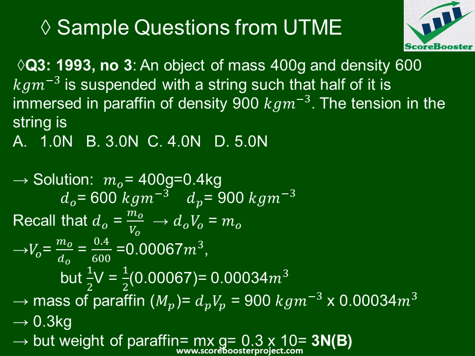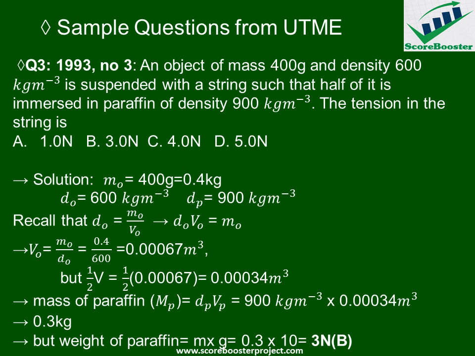Then for us to get the mass, the mass of paraffin, MP, will be equal to the density of paraffin, dP, times the volume of paraffin displaced, VP. That gives MP equals the density of paraffin, which is 900 kilogram per meter cube, times the volume of paraffin displaced, which is 0.00034, and when we multiply that we get 0.3 kilogram.